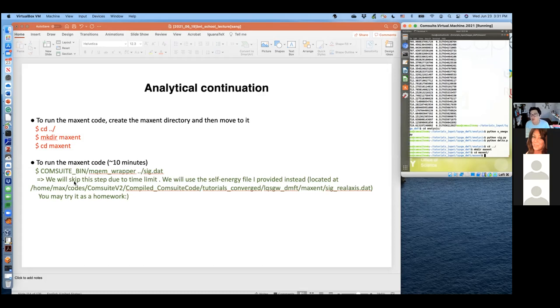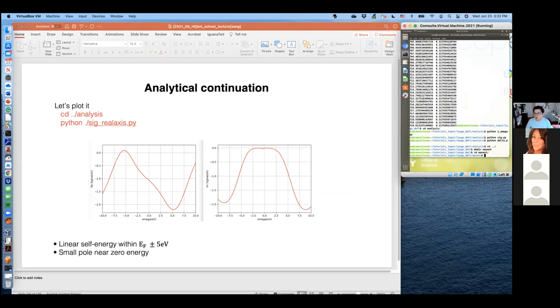However, we'll skip this step because it will take about 10 minutes. Maybe you can run it after this tutorial session as homework, but I will provide you the fully converged calculation, the final answer, in this directory. So for the visualization of data, we'll use this data, but maybe you can run it using this command after the tutorial. It'll take about 10 minutes. So we'll go into the analysis directory and run the Python script, python seek real axis py.